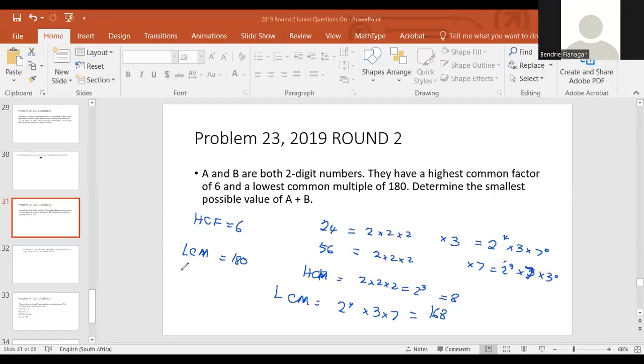Yeah, okay. Now, the interesting thing about this is that when you multiply the HCF and the LCM, you're going to get the product of the original numbers. Okay? You're going to get the product of the original numbers.